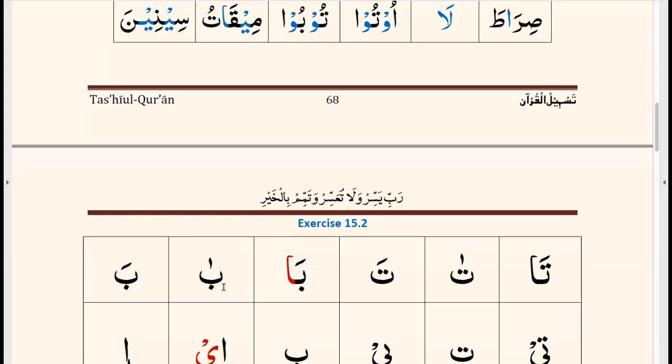Can you read this out for me, please? Ba. That's it. That was nice and 2 seconds. Very nice. And this ba just carries a normal fatha. Ba. That's it. Very nice.